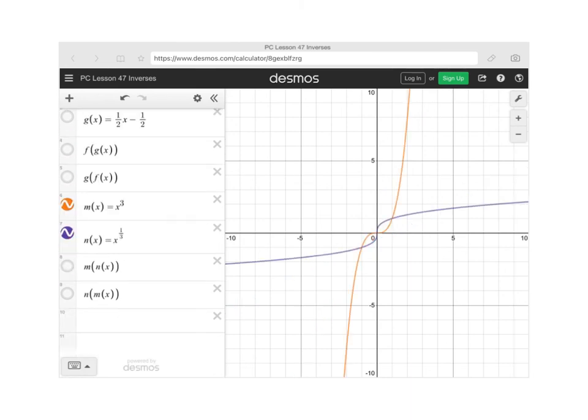So m and n, and those are my two functions. Let's look at both compositions. You'll see they're both equal to x. So that is part of our official definition, where to check if two functions are inverses, you have to do both compositions and they must both equal x.